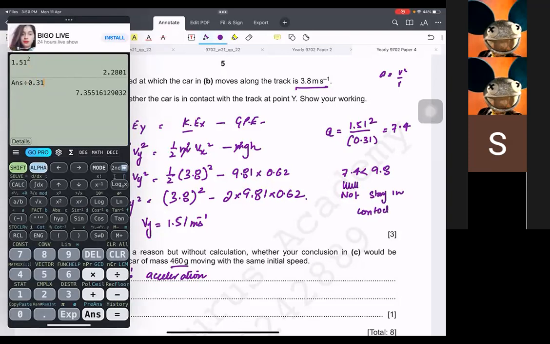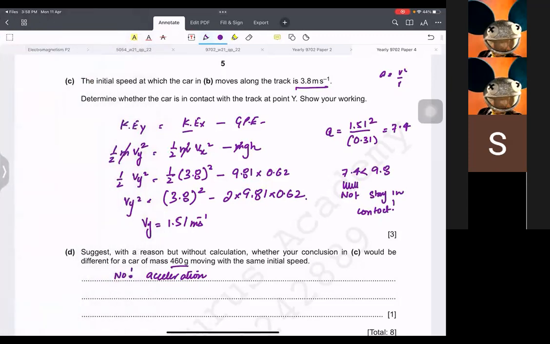Is it clear? All right, then going to this: acceleration is equal to v squared upon r, so acceleration is independent of mass. I hope that's clear. Any questions now?